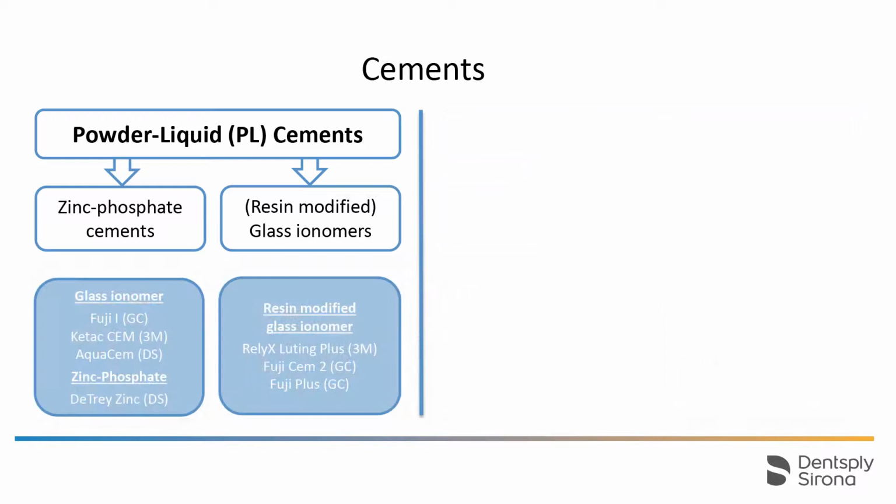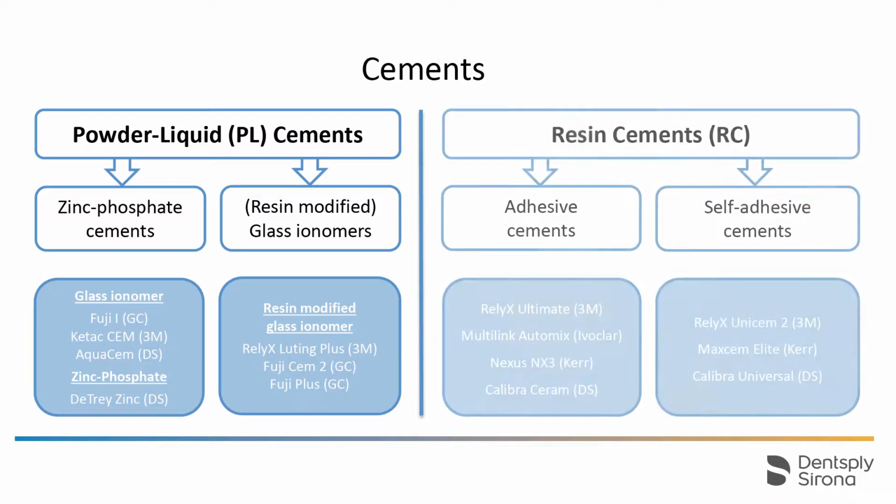This presentation gives the names of different competitor products from different cement categories. Well-known brands in the powder liquid cements sector are Fuji and Kitac Cem. Key competitors from the adhesive resin cement category are Reliax Ultimate, Multilink Automix, and Nexus NX3. Reliax Unicem and Maxem Elite are key competitor products for self-adhesive resin cements.